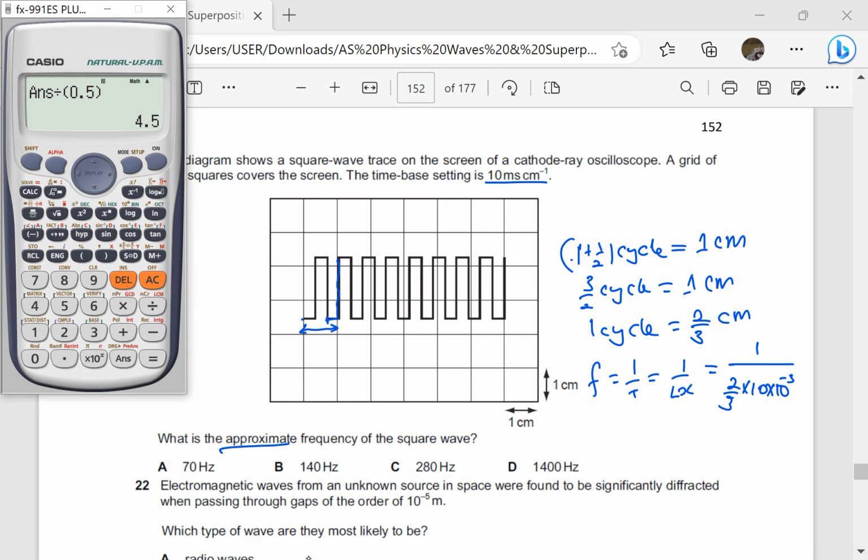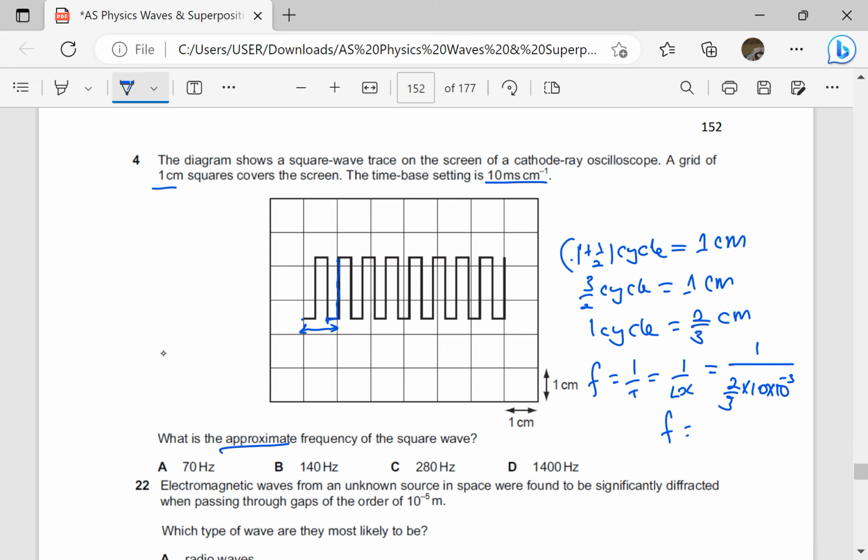So we shall check with our calculator. I will start with the denominator. In the denominator, I have 2 times 10 exponent negative 3. Then I will divide this by 3. Then 1 divided by the answer, that's 150. So this is giving us a frequency of 150 hertz. And since this is an estimate, the value which is closest to 150 hertz is most likely going to be the most appropriate value of frequency. Therefore, our answer is going to be B.